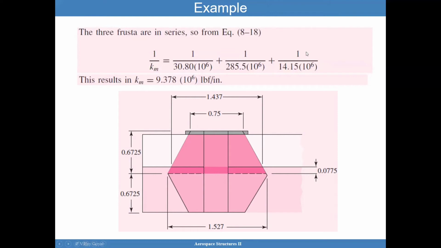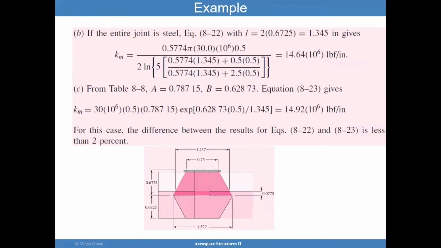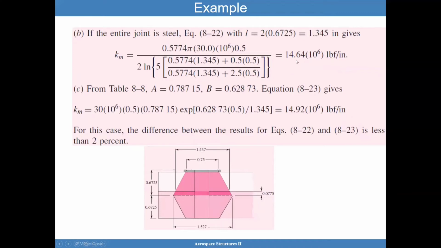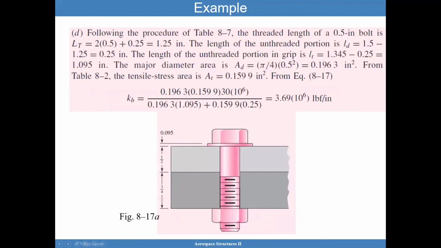So then I can put the springs in series and add them up to get a total member stiffness of 9.378 E6 pound-force per inch. I could then look at the entirety: if I were to assume the whole thing is steel, then I will get a calculation of 14.64. If I compare that with the finite element approaches that people have used, you'll find a very similar answer. Note that this answer is quite different from having everything steel, but it's very close to the finite element approximations. I just recommend using that.